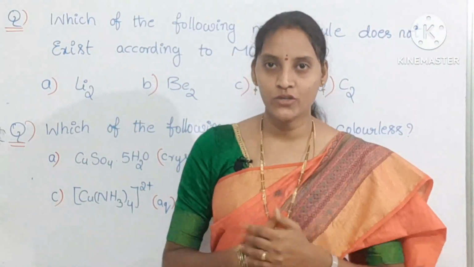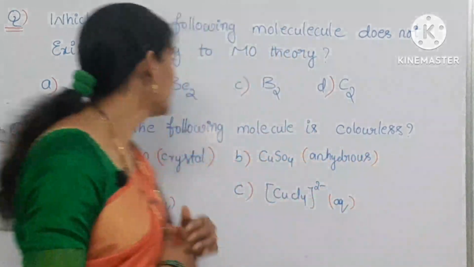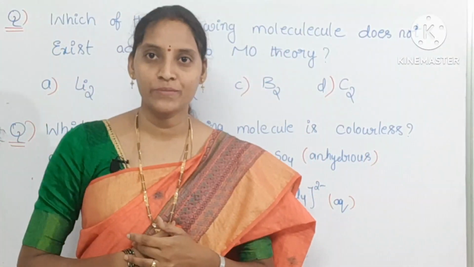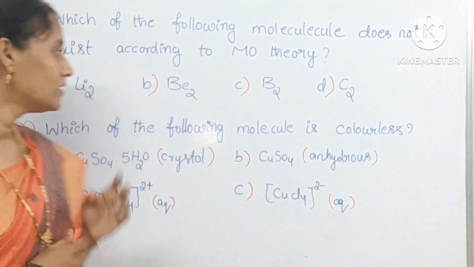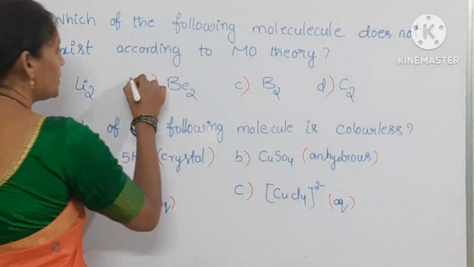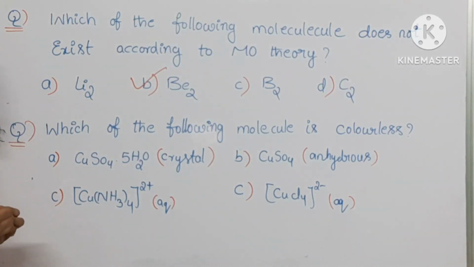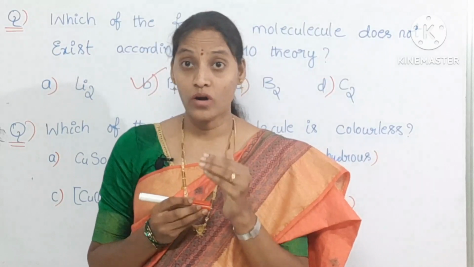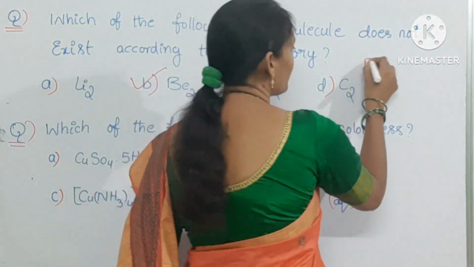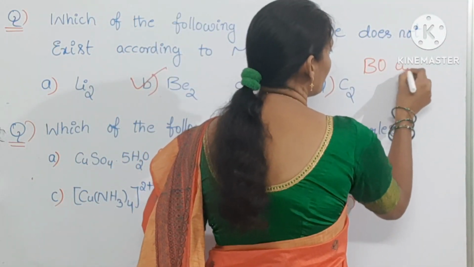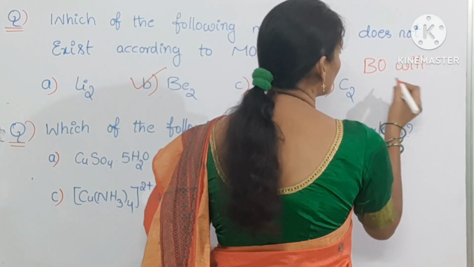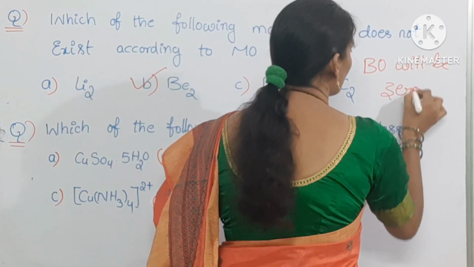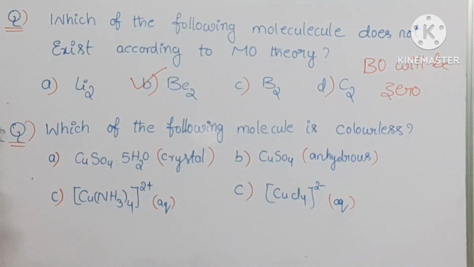Which of the following molecules does not exist according to MO theory? MO theory is nothing but molecular orbital theory. The answer for this question is Be2, beryllium. The beryllium molecule will not exist. What is the reason here? Because its bond order, BO means bond order, will be 0. That is the reason this molecule cannot exist.